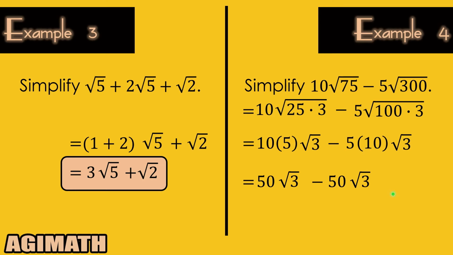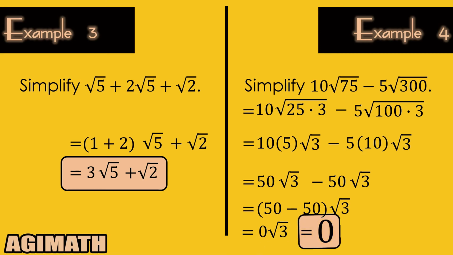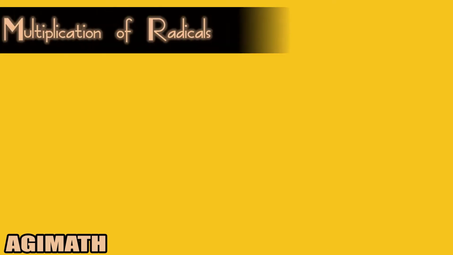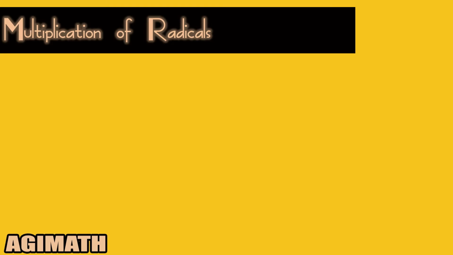So that's what I said earlier. Do not decide immediately. Try to analyze. Now, since they are similar radicals, we can now combine the square root of 3: 50 minus 50, and that is equal to 0. And kids, always remember, any number multiplied to 0 is equal to 0. And that's it. Let us proceed to the next operation, multiplication of radicals.